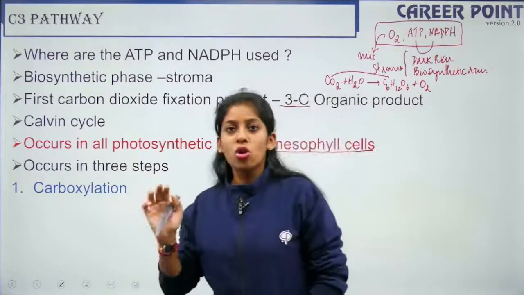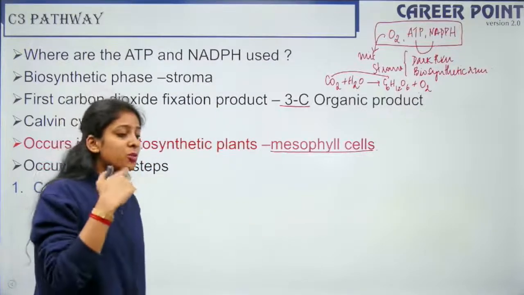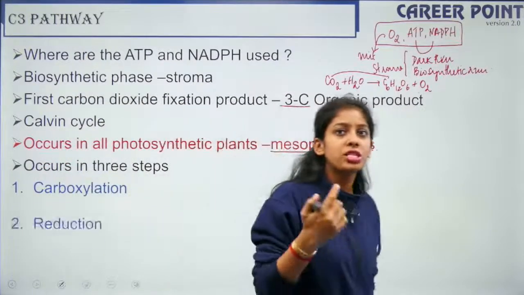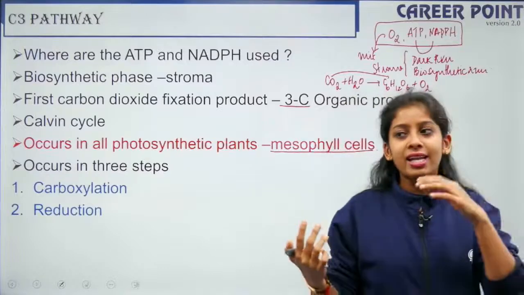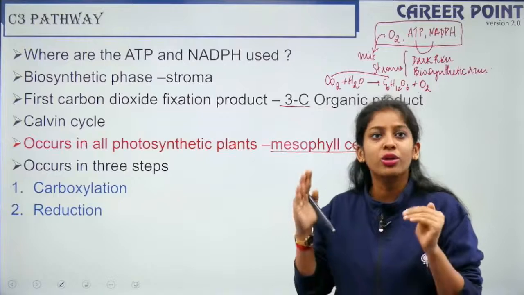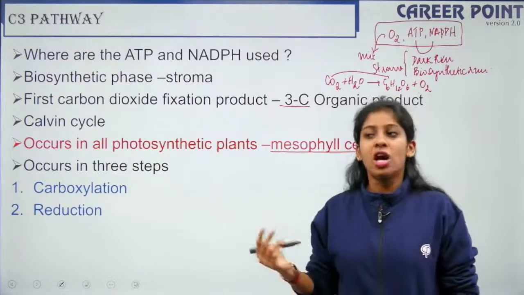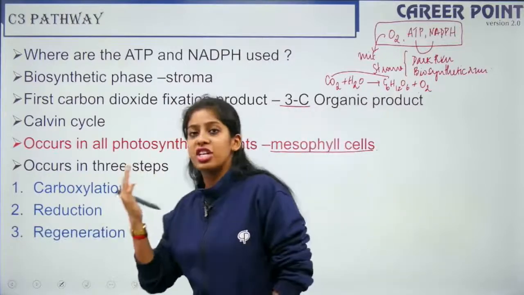Whoever it is, carbon dioxide has 1 carbon. Now it has to be converted into 6 carbons, so it depends on the acceptor, and then it has to be reduced into the C6H12O6 molecule, that is glucose. That is what will happen in reduction. Then the last step is regeneration.